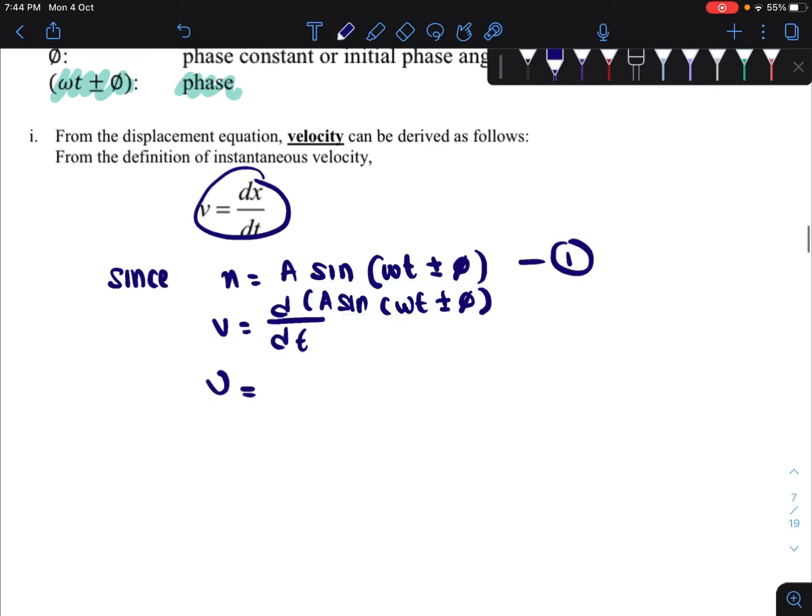When you differentiate, the amplitude is independent of t, so you simply rewrite it. The trigonometric function sine, with omega t, becomes cos. Your phase has a term t, so when you differentiate it you get omega, and you bring omega forward. So you get A omega cos(omega t plus or minus phi).